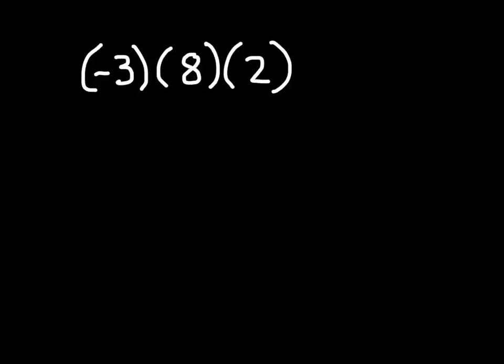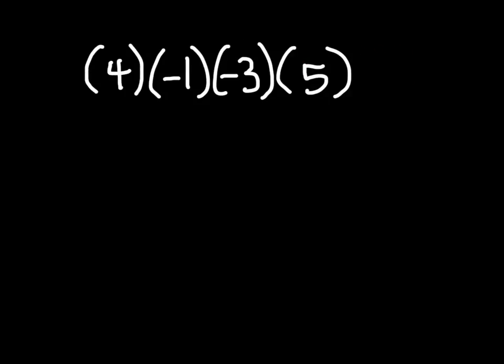All right, so here, multiplying these three numbers, I have one negative. All right, so one negative is an odd number. Therefore, my answer is going to be a negative answer. And then multiply the numbers, 3 times 8 times 2. So if you multiply that correctly, you should get 48. So the answer is negative 48.